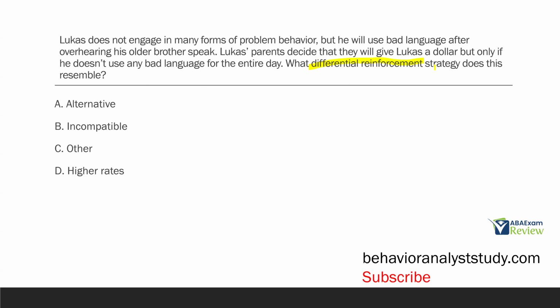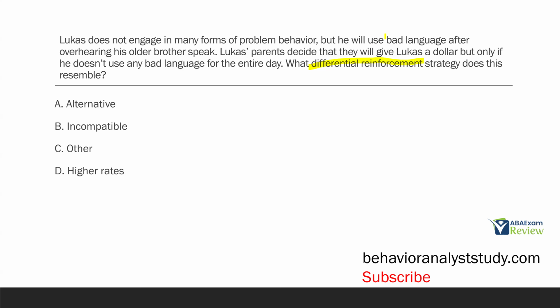And when you get a differential reinforcement question, first thing you want to ask yourself is, am I teaching a replacement behavior? If you're teaching a replacement behavior, it's either going to be an alternative or incompatible strategy. If you're not, it's going to be a DRO, DRL, DRD, or DRH. In this case, are we teaching a replacement?